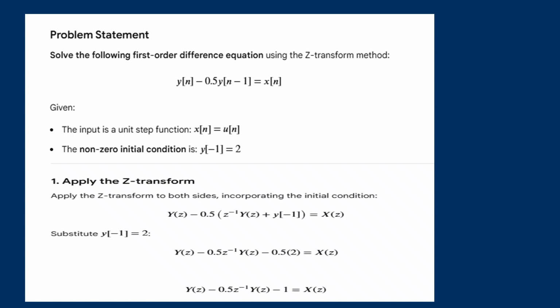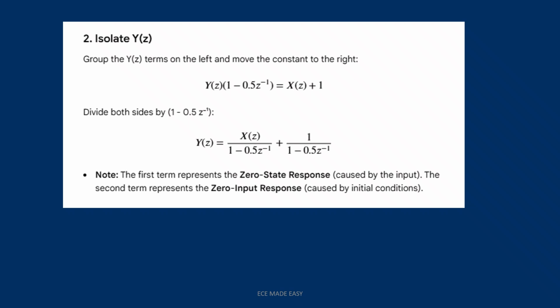So it will be Y of z minus 0.5 z inverse Y of z plus y of minus 1. Like this you have to use the initial condition, and the right-hand side z transform will be X of z. Then simply taking Y of z on the left-hand side and X of z on the right-hand side, rearranging the terms, we will get this. Now you can substitute X of z. As we know, x of n equal to u of n, X of z will be 1 divided by 1 minus z inverse. Here it is not yet substituted. Afterwards we will substitute.